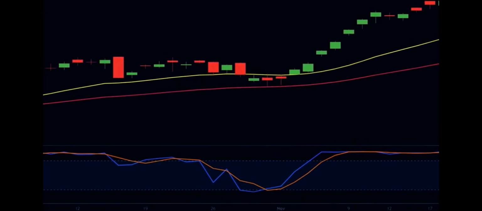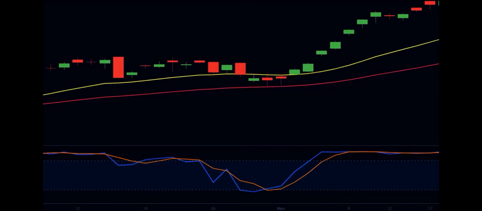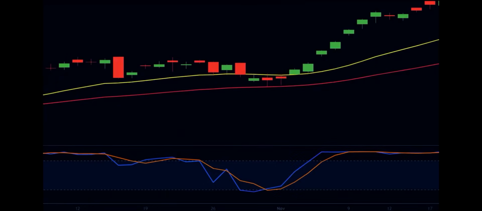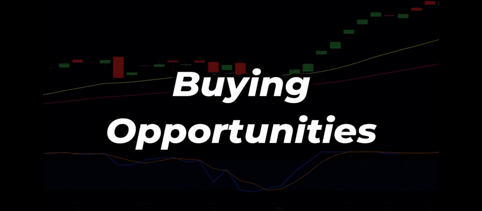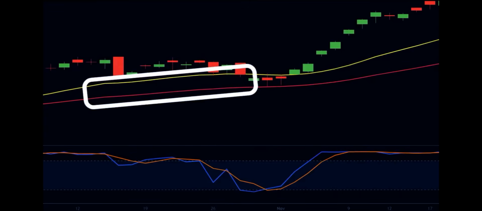Look at this chart. On this chart, we can see that the price is trading above the 21 and 50 EMA. We can also see that the 21 EMA is trading above the 50 EMA. Both of the moving averages are also sloped upwards. So, we can clearly identify this as an uptrend. Now, in an uptrend, we want to look for buying opportunities. To buy, we will wait for the price to pull back to the area between the moving averages.